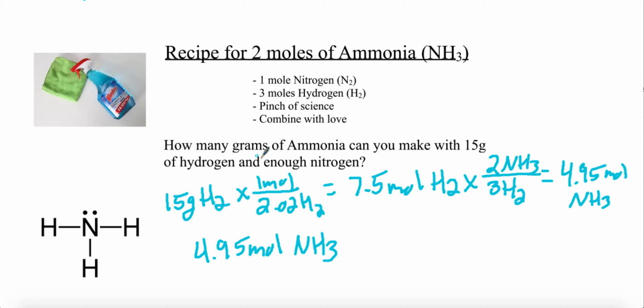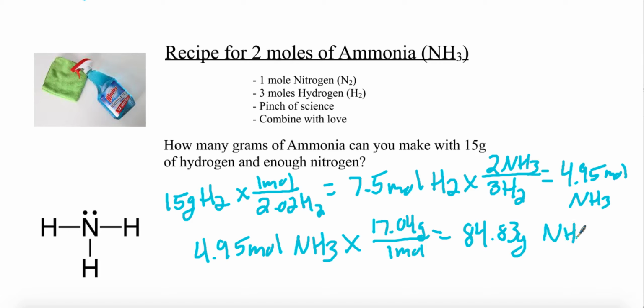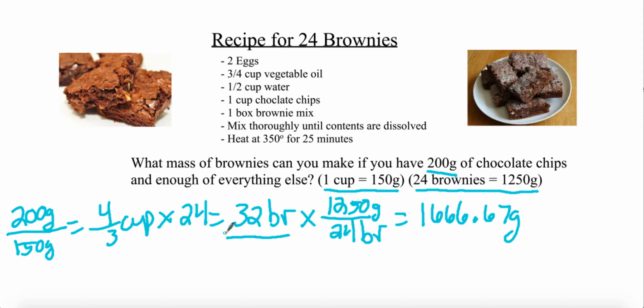Lastly, I want to know grams of ammonia. So just like how before, we wanted to know the mass of the brownies, now I want to know the mass of the ammonia. Well, we can convert moles into grams by multiplying by the molar mass of ammonia for every 1 mole. And that gets us roughly 84.83 grams of ammonia. This one may seem a little more abstract just because we're not really used to making ammonia at home. The brownie example is probably a bit easier to follow.